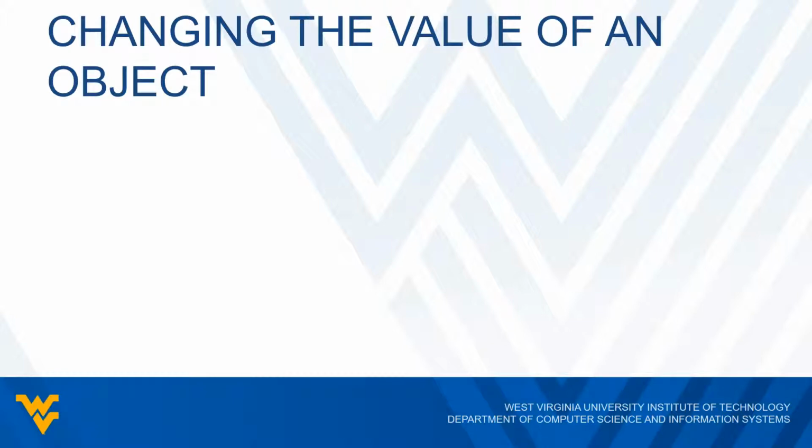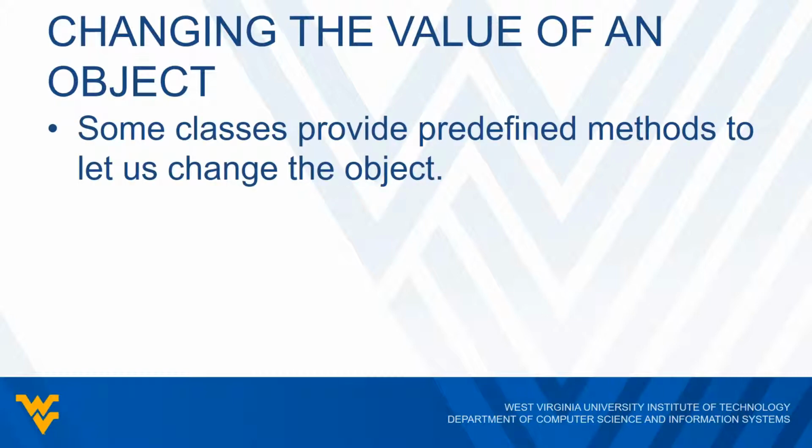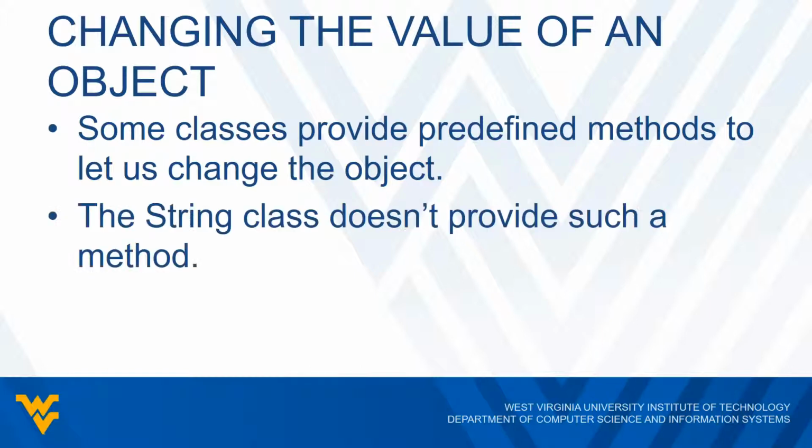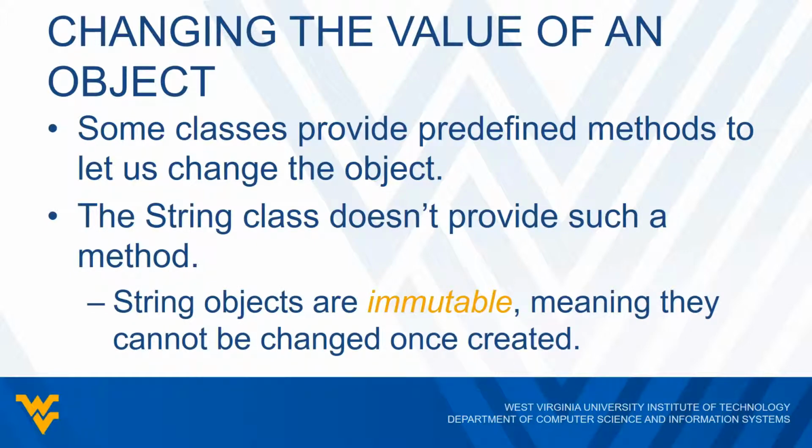Now, we can change the value of a variable by just reassigning it to some different value. But what about objects? Some classes do allow us to change the object. They give us predefined methods to change the data in that object. Unfortunately, the string class is not one such class. It doesn't have any predefined methods that let us change the string. So string objects are what we call immutable. An immutable object means that we cannot change it once it's created.